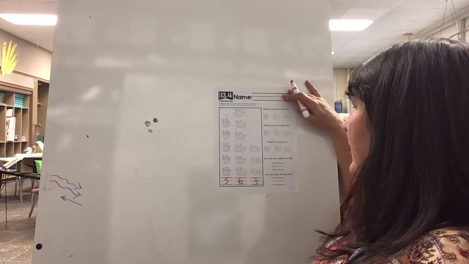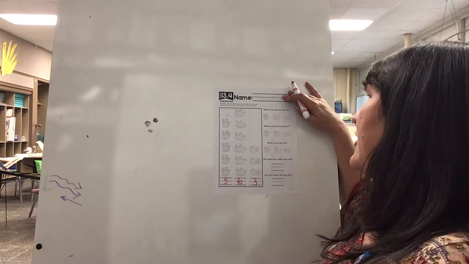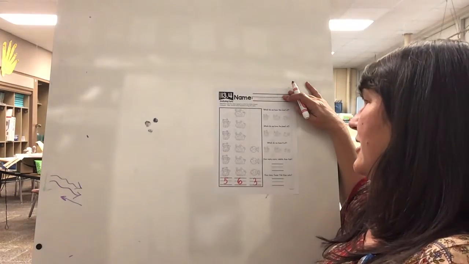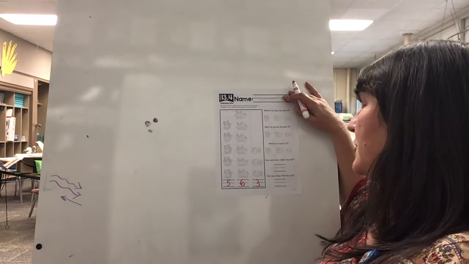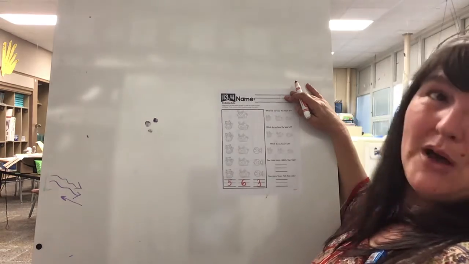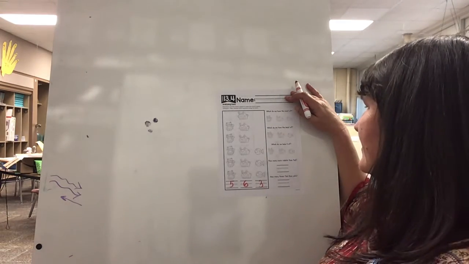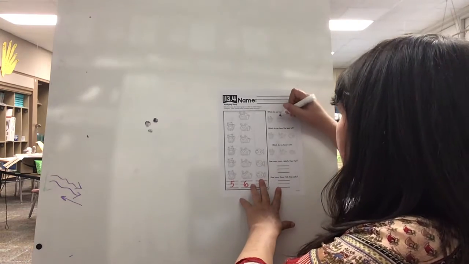So now we have to look at these numbers. It says, which do we have the most of? That's the biggest number. Out of all 3 animals, which number is the biggest? Well, we have more bunnies, right? So we circle the bunny.